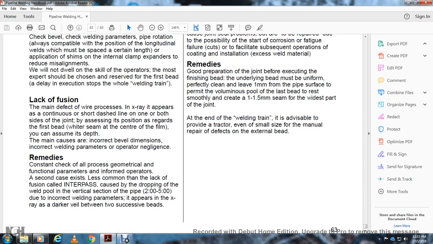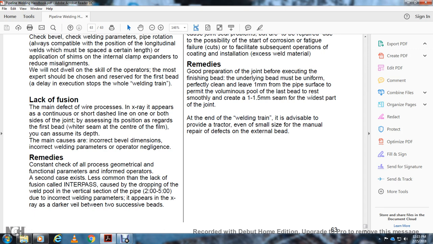Lack of fusion. The main defect of the wire process for the X-ray appears as a continuous short dash line on one or both sides of the joint, with necessity for the position in regard to the first bead, with the seam in the center of the film. Main causes: incorrect bevel dimension, incorrect welding parameters, operator negligence. Remedy: the constant check of all the process and the geometrical and functional parameters, informed by the operator.